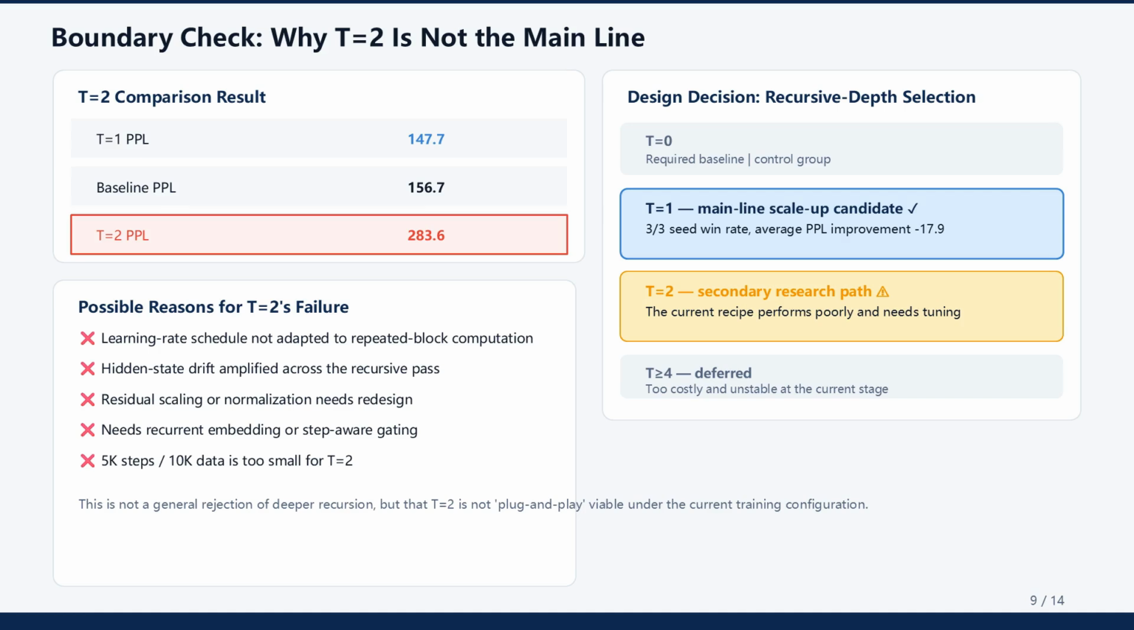Boundary check. T equals 2 performs poorly under the same conditions, 283.6 PPL, far worse than T equals 1, 147.7, and the baseline, 156.7. The conclusion is not to reject deeper recursion, but that T equals 2 is not plug-and-play viable under the current training configuration. Design decision: T equals 1 is the main line, T equals 2 is a secondary research path.